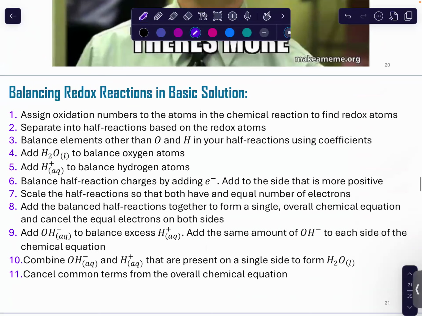So on Wednesday, we're going to then take this and look at redox in a basic solution. It's two more steps, but it's just using hydroxides. So you do everything like you did in the acidic one. You're going to add the protons, but then after you add everything together, you're going to see which side has the most number of protons. You're going to add that many hydroxides to each side. And then you're going to combine protons and hydroxides into water and then do some more canceling.